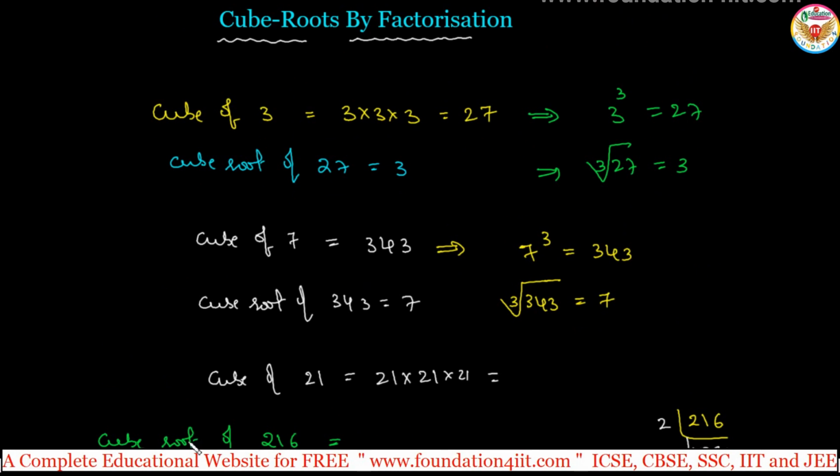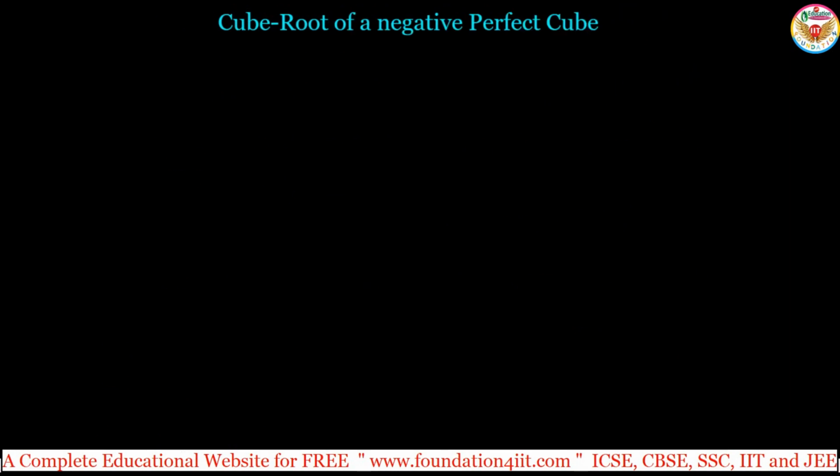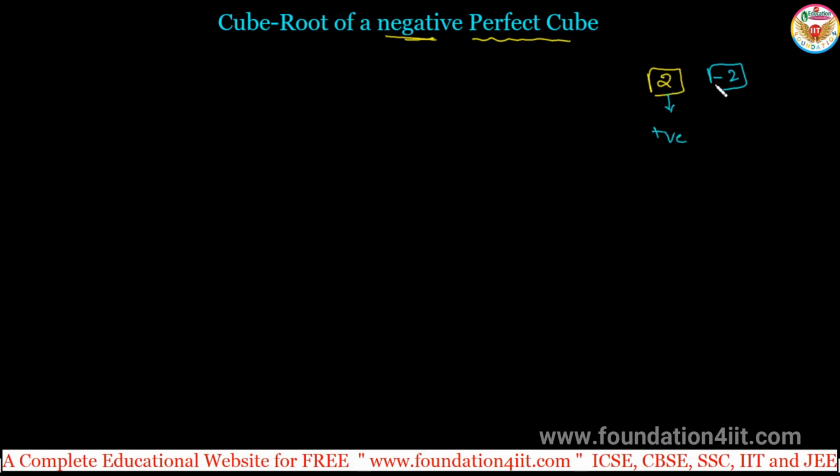Now let's see the remaining topics. Cube root of a negative perfect cube. It's a perfect cube but a negative number. How do we find the cube root of that? The same method will apply. We know that, for example, 2 is a positive integer. If we put a minus sign before it, then minus 2 is a negative integer.